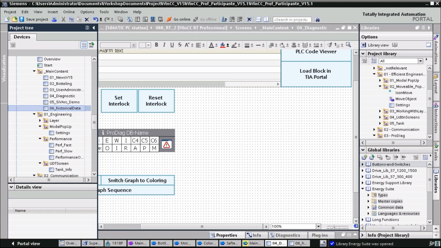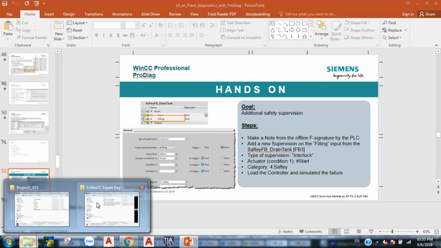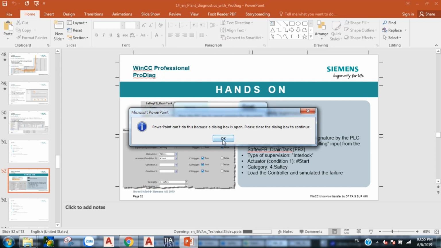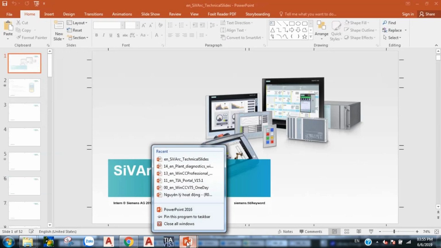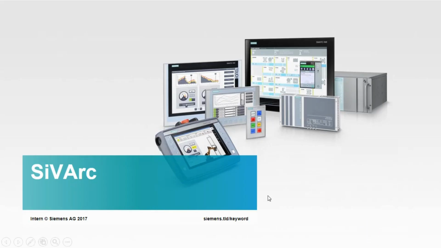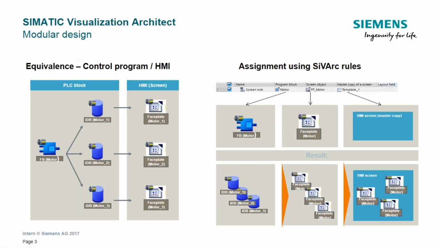So we access the library management itself, or the library itself in TIA Portal, the project library. And we also use types and master copies and common data for generating the screens for HMI. I don't think I need to talk more about types and master copies because we've already mentioned it today. So I'm going to jump into the functionality of CMARC right away.